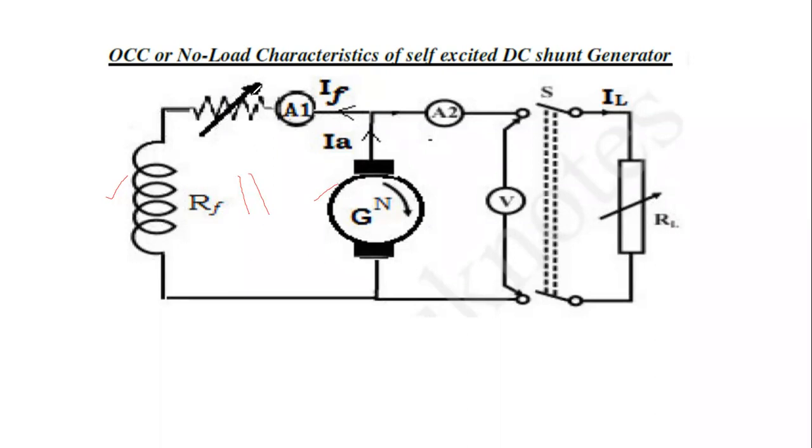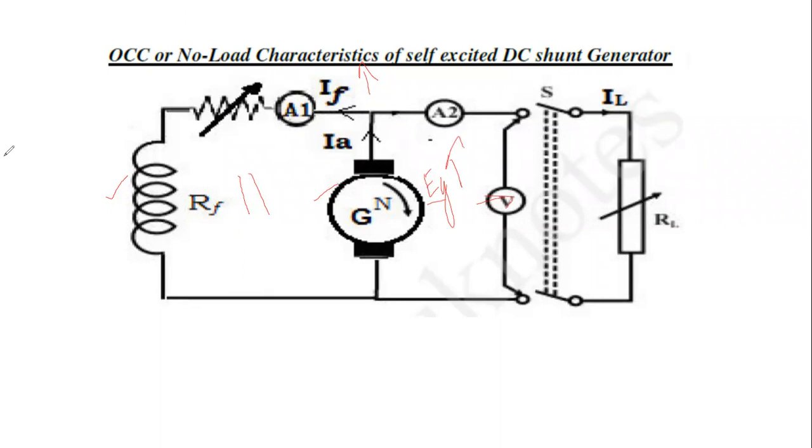When we vary this rheostat, the field current automatically increases. If the excitation of the field current increases, then EG also increases. This EG is measured by using this voltmeter, and this IF is measured by using this A1 ammeter. By varying this rheostat, we vary the different field currents.